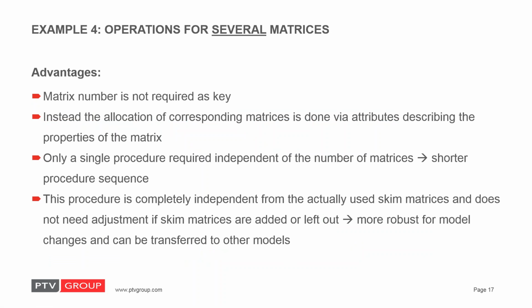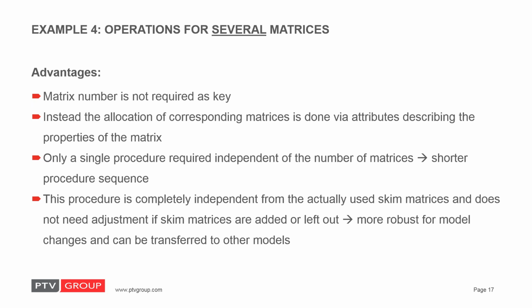So we have also seen that the matrix number is not required anymore as a key. Instead, the allocation of corresponding matrices is done via the matrix reference. That means attributes and attribute values. And the combination of these attributes and attribute values can uniquely define a set of matrices or a single matrix. We have also seen that we have only used a single procedure to do the operation on several matrices. This consequently can result in shorter procedure sequences because you need less operation for several matrices.